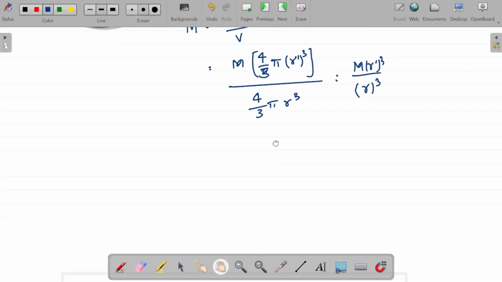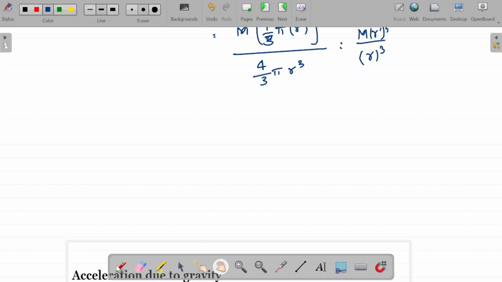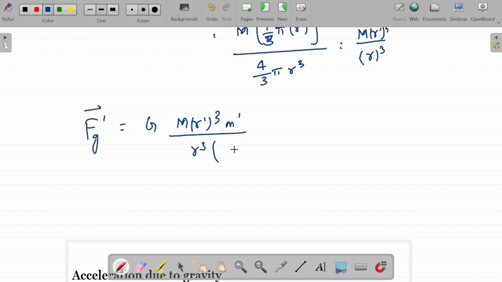Okay, so we can replace M prime here with this, and then we will have Fg prime. Instead of M prime, we are going to write here M r prime cube divided by r cube, and then small m prime into r prime square. And then we will have G M into m prime divided by r cube into r prime. This is what we are going to get in this case.